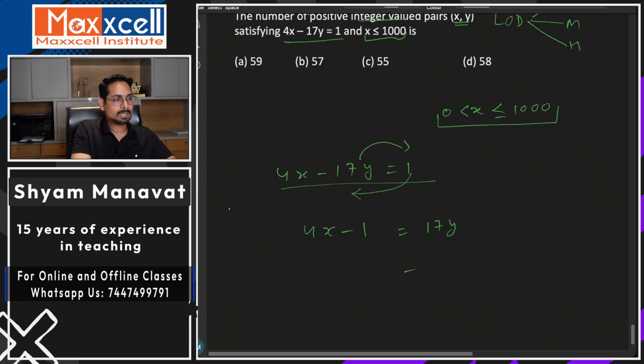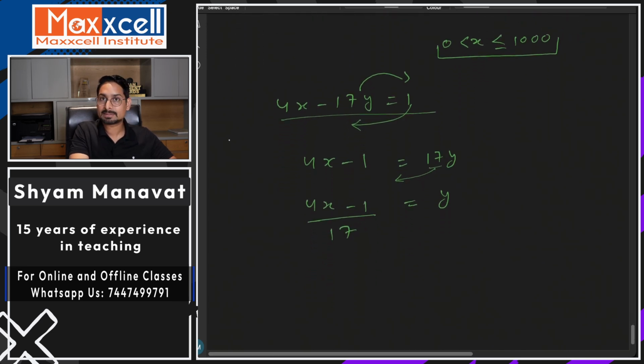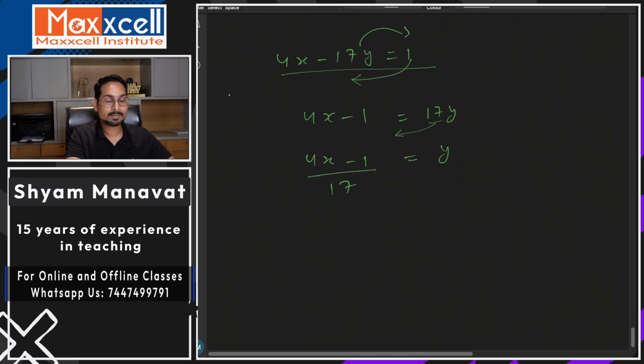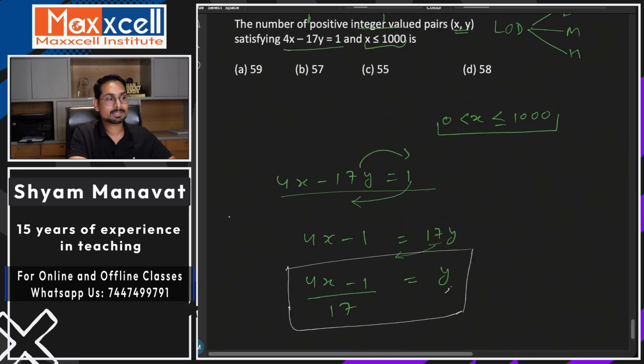Okay. Now what do you do? The 17 of y you take to the other side: y equals 4x minus 1 by 17. Yes, you remember? That's what we have discussed in lecture number 10. Then what do we do? Why did we get the value of y in terms of x? Because we have the condition for x. That's why. Easy.